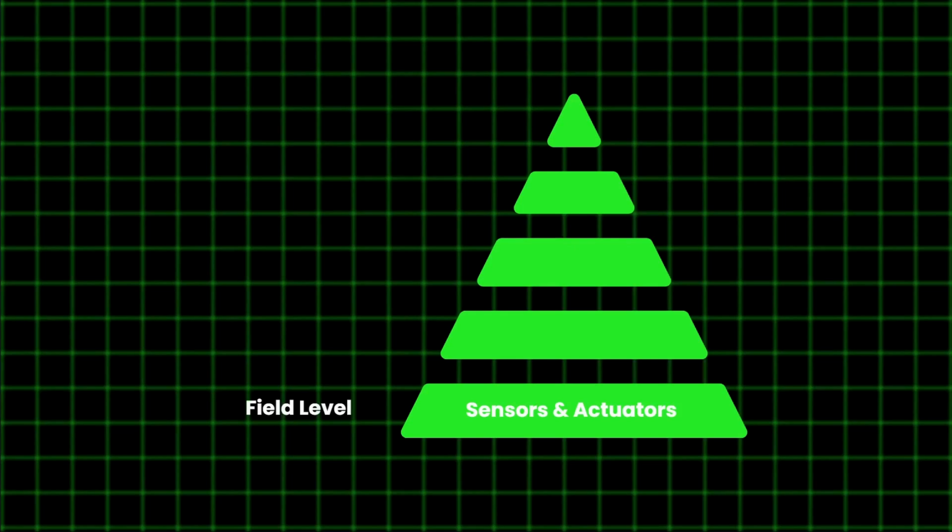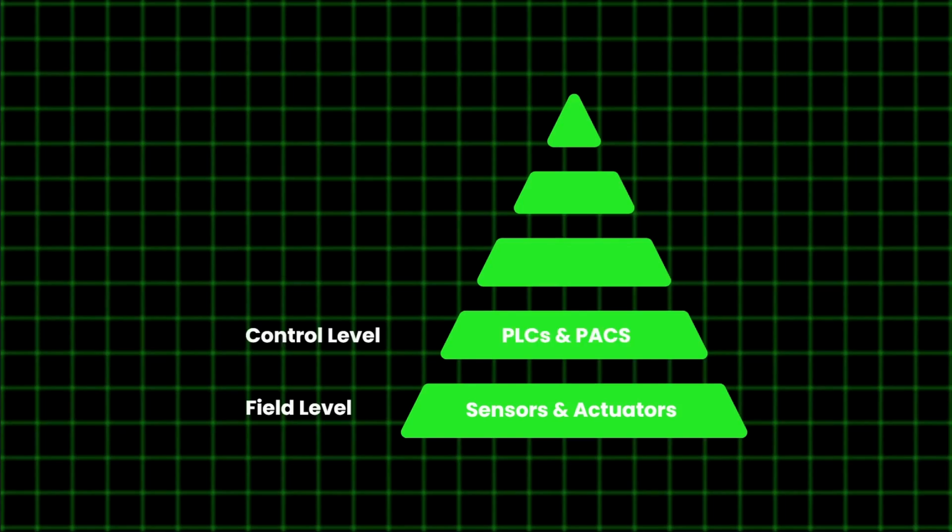So first things first, we have the field level. On the very bottom of the automation pyramid, we have the field level, which consists of a wide variety of sensors, actuators, and other devices found on the production floor or in the field. These devices do the monitoring of physical work. Some examples of these devices are electric motors, proximity switches, photoelectric switches, as well as hydraulic and pneumatic actuators.